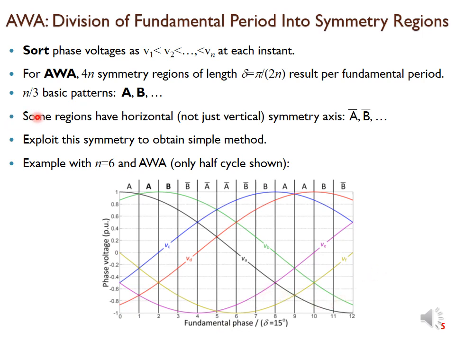And although for symmetrical windings it was enough to just consider a vertical symmetry axis, for asymmetrical ones, in some cases, which we denote with an overbar, we will also have to consider a horizontal symmetry axis. For instance, for the 6-phase machine with asymmetrical windings, the region B with overbar is symmetrical with respect to B by using a horizontal symmetry axis, and this also means that they are equivalent to each other if we reverse the order of the voltages after they are sorted from lowest to largest.